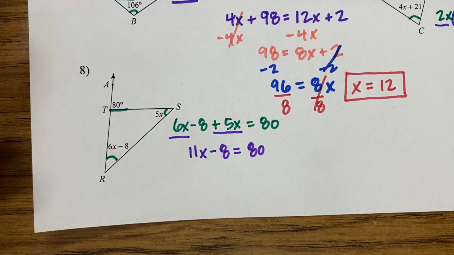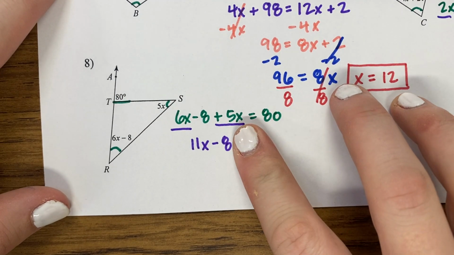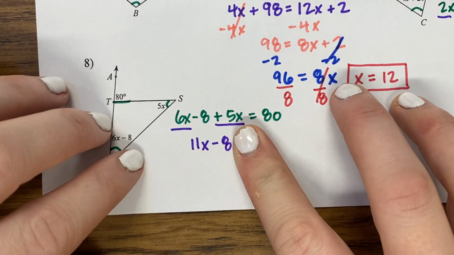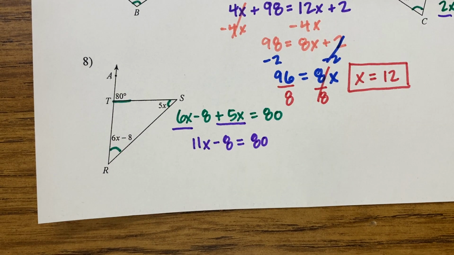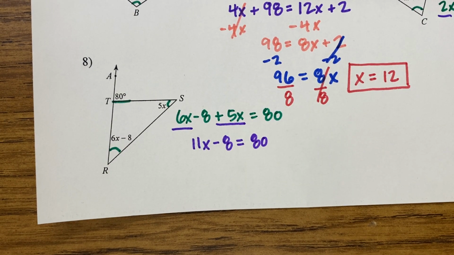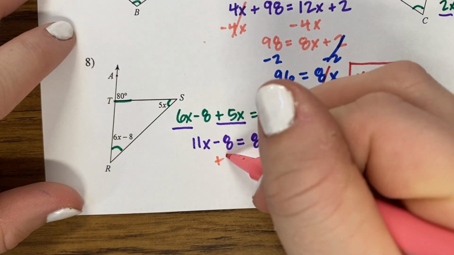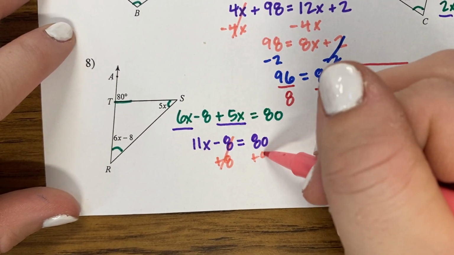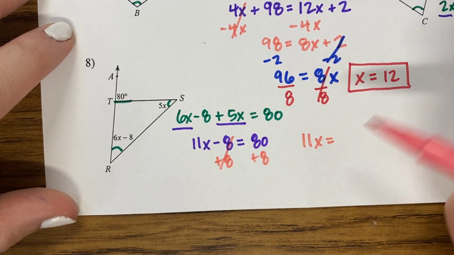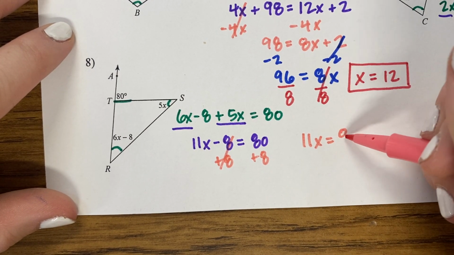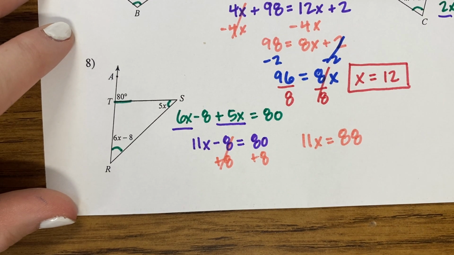Now we just have things we got to get rid of. Okay, so the first thing I got to get rid of on the same side as my equal sign is the minus 8. So we're going to do the opposite of subtract 8, which is to add 8 to both sides. So I have 11x is equal to 80 plus 8, 88.